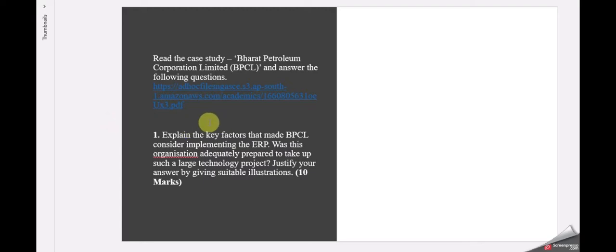Moving to the first one. So here we have a little different scenario, where a case study has been given. Read the case study for Bharat Petroleum Corporation Limited and answer the following questions. Once you click on this link, you will be able to download the case study. So just go through the case study, then we can start with answering question number 1.